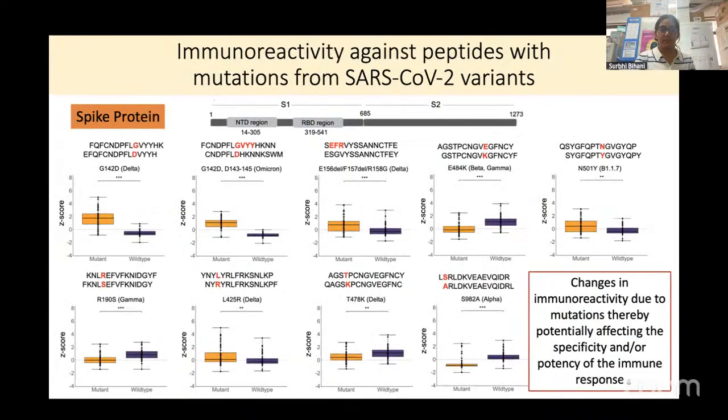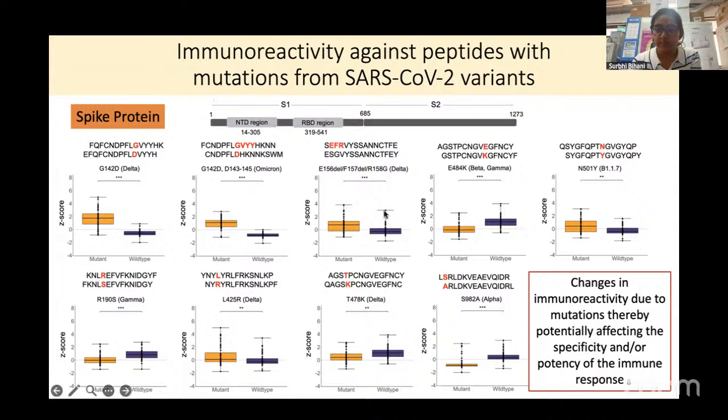And finally, the microarray slides. On the microarray slides, we also had peptides with mutations incorporated for the common SARS-CoV-2 variants. You can see these are some of the mutations for Delta, Omicron, Gamma, etc. What we saw was that for the same region, when there was a mutation, the antibody reactivity was different. So we tried to look at which mutation was responsible for decreased or increased antibody reactivity.